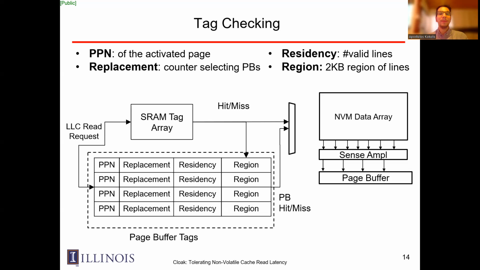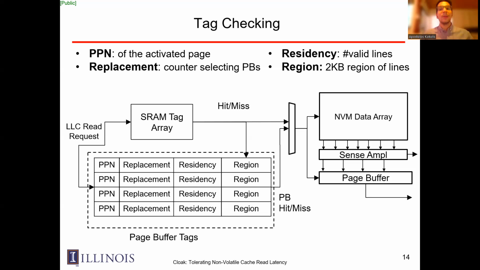To find a page buffer hit, we need to first have this page activated in the page buffer, and also the region of the LLC physical row with the matching address is the same as the one indicated by the region bit of the corresponding location of the page buffer. If it is a page buffer hit, we're going to service this request from the page buffer. Otherwise, we're going to service this request from the NVM data array.